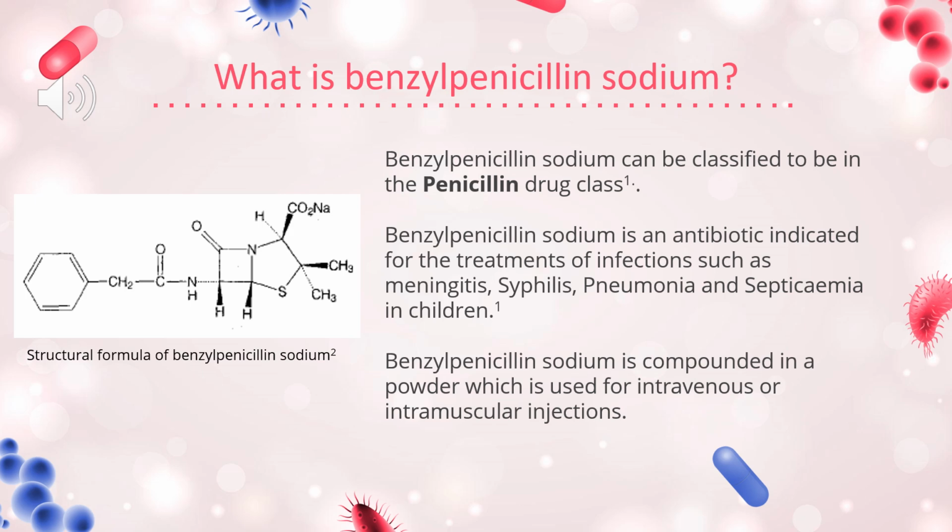What is benzylpenicillin sodium? Benzylpenicillin sodium can be classified in the penicillin drug class. It is also commonly known as penicillin G. Benzylpenicillin sodium is an antibiotic indicated for the treatment of infections such as meningitis, inflammation of the tissues surrounding the spinal cord, syphilis, which is an STI, pneumonia, an infection within the lungs, and septicemia in children, which is blood poisoning. Benzylpenicillin sodium is compounded in a powder which is used for intravenous or intramuscular injections.